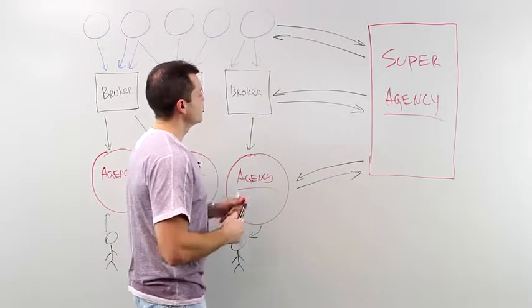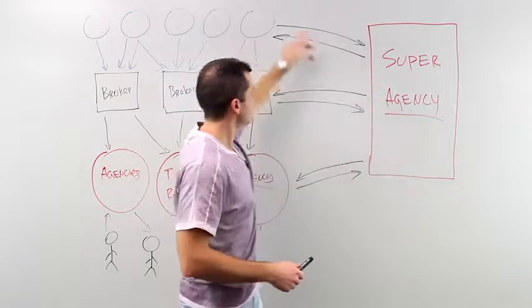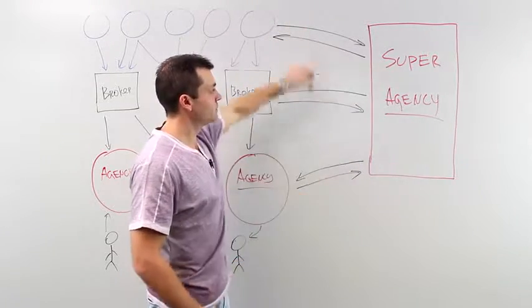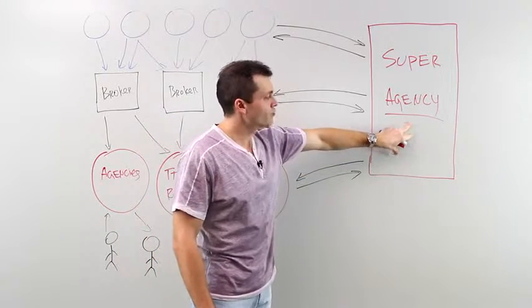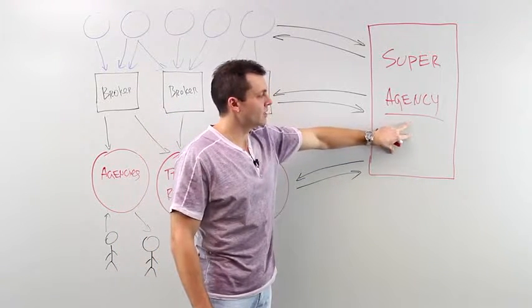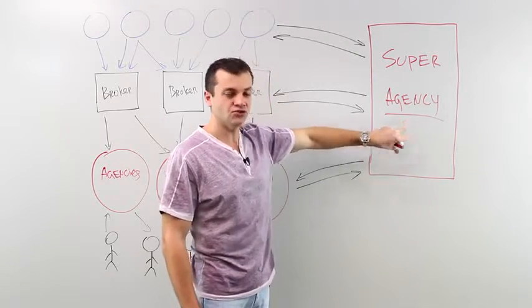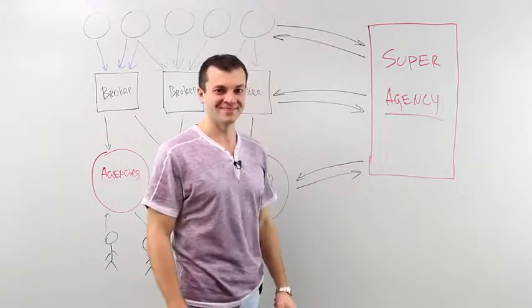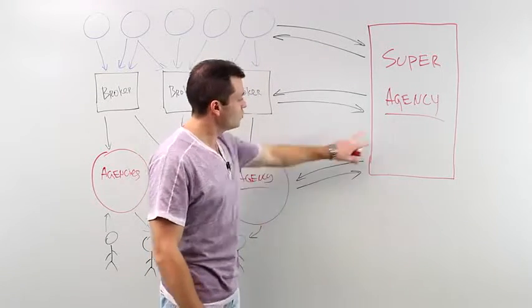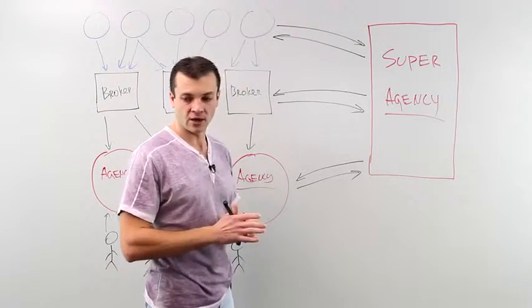But what we're going to do is put a filter in here, okay, so that the quality of traffic available through a super agency would be the highest in the industry, period, hands down, that's it, okay? So how do we do that? Well, we do that by being a little bit strategic, okay?